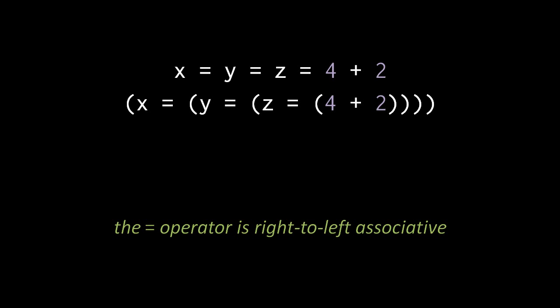If we wrote parentheses around these operations to make their order explicit, it would look like this. In effect, every variable in the chain gets assigned the same value. Note that were the assignment operator left to right associative instead of right to left associative, chaining assignments wouldn't work.